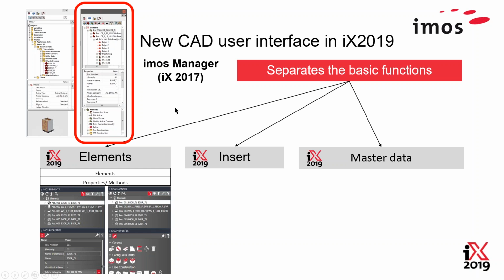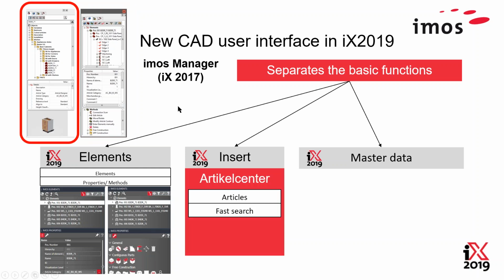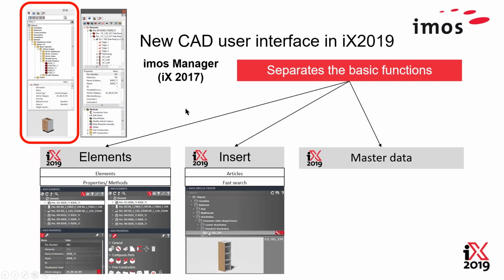The next basic function is the insert functions. And this is about the insert of articles. And for that, we have a separate Article Center, which is not merged with the imos elements or properties and methods. That should make working much easier than before.